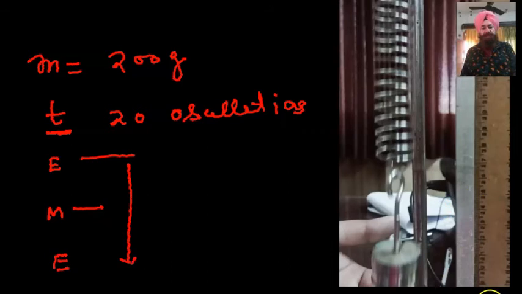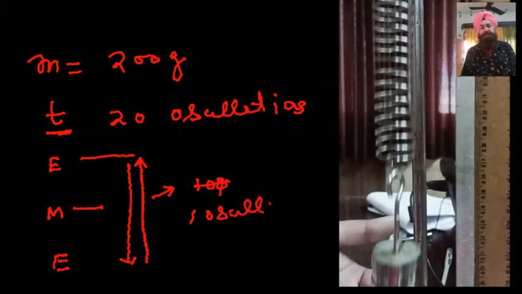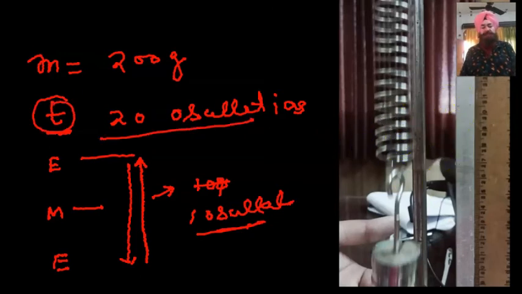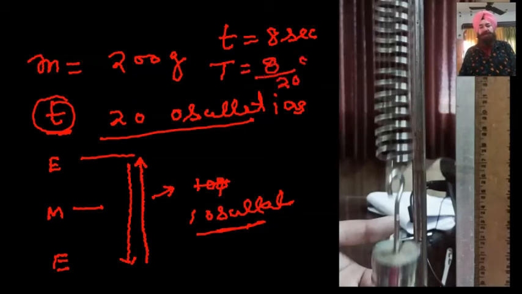Again, what is one oscillation? From the mean to an extreme, to the other extreme, then back to the same. This is called one oscillation. You count the time for 20 oscillations. As I have found this time as 8 seconds, you calculate the time period, 8 divided by 20.